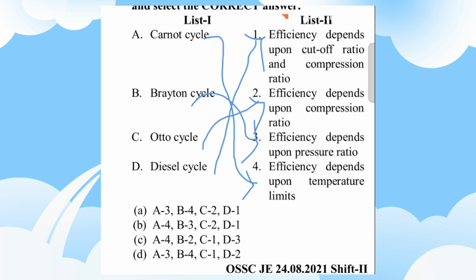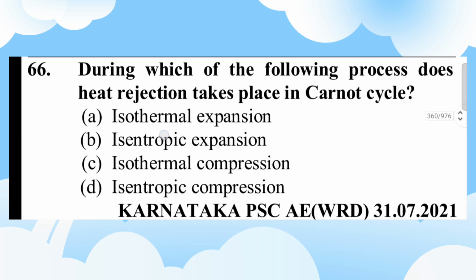So D is 4, D is 1, D is 1, C is 2, and B is 3, A is 4. Option B is the right.